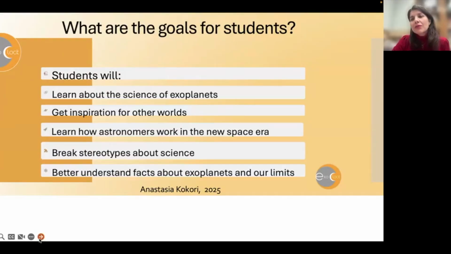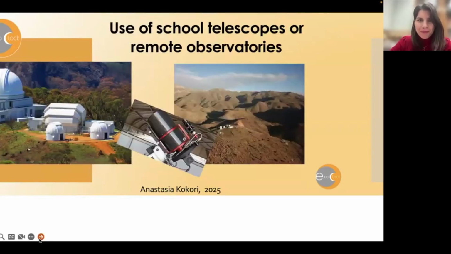Students will learn, of course, about exoplanets. They can get inspiration about these worlds. They can learn how astronomers work in the new space era with the modern tools that we have in exoplanet science, breaking stereotypes about science, because science can be interactive and fun at the same time, but also very collaborative. And finally, better understand things about exoplanets and appreciate our planet, the Earth.